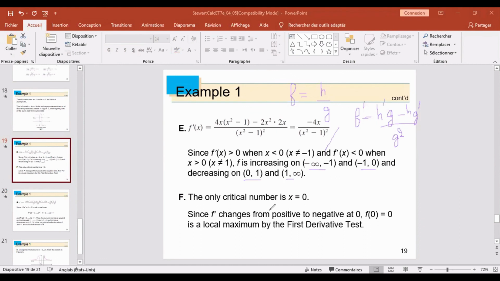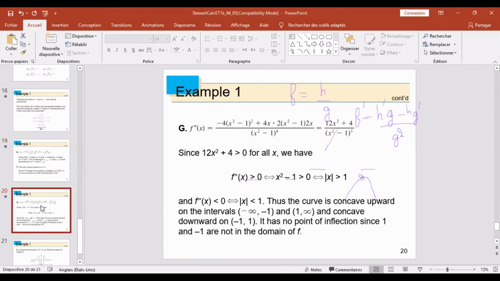Okay. Then in 0, the derivative changes from positive to negative. Then we have a local maximum. Why? Because in the left of 0, your function is increasing. In the right, it is decreasing. That's why 0 is a local maximum. Maybe now it's almost done. This is slide 20. In slide 21, we have finally to evaluate the second derivative.